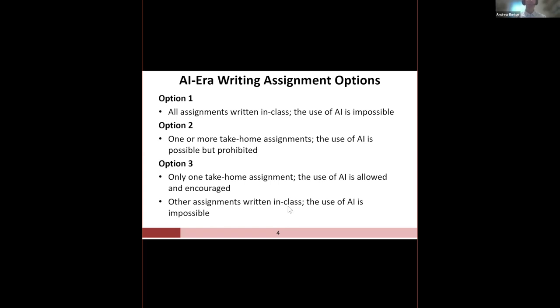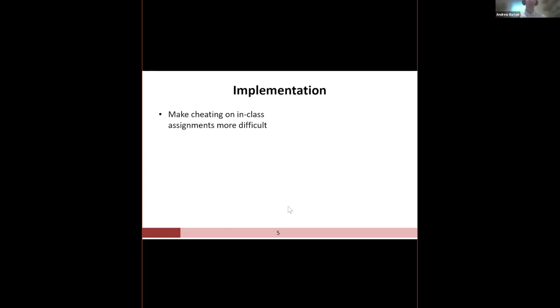Let's get very concrete. So a first aspect of my implementation is that as much as I want to let them have fun with ChatGPT, I'm also worried about what problems could arise from that. And therefore, defensively, I've made cheating on in-class assignments more difficult than it already was. And there's a lot I can say about how I do this.